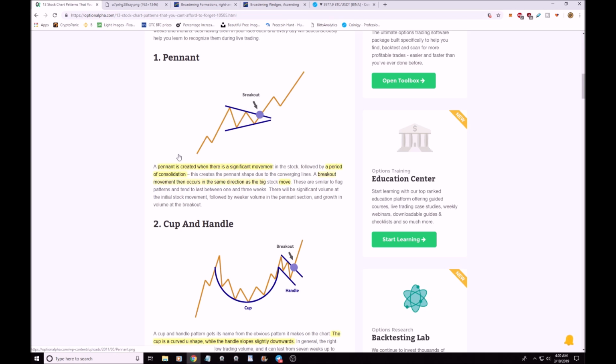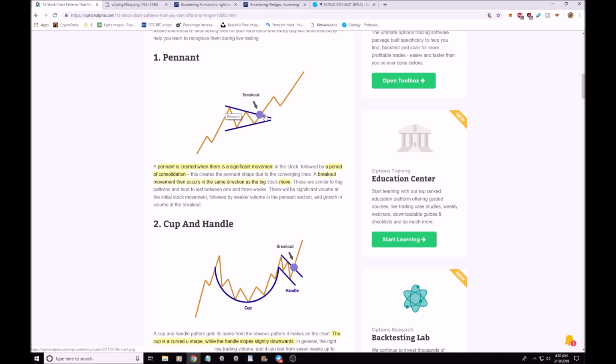A pennant is created when there's significant movement in the crypto, followed by a period of consolidation. So what's happening right here is your RSI is given time to cool off. Imagine your RSI at this point is up at 70 or 80 because of the big move upwards, and then it needs a cooling off period. That's what the pennants basically accomplish.